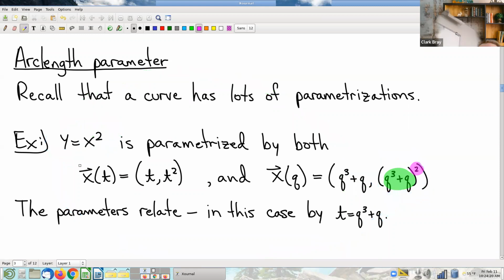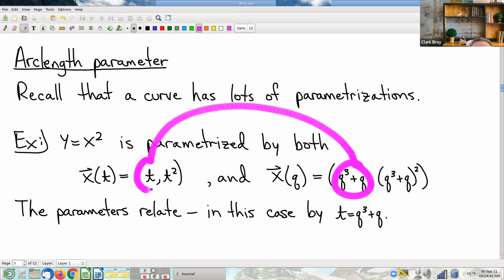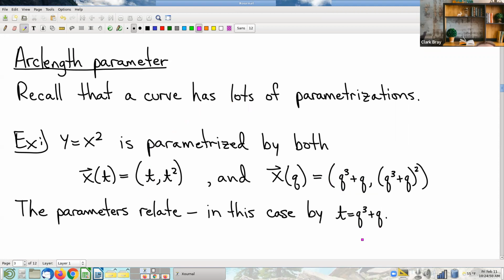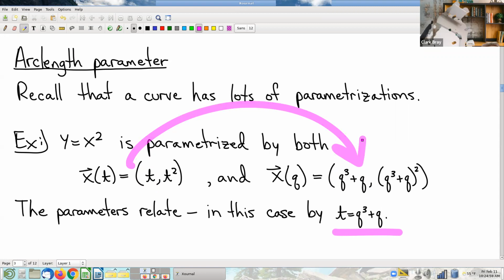So it's an awkward reality about parameterizations. They're not unique. There's lots of parameterizations for the same curve. Okay, and when you are looking at two parameterizations of the same curve, you can relate the parameters themselves. In this case, it's pretty easy to see it. And you're like, okay, well, apparently t is equal to q cubed plus q. So, okay. All right. So another way to say this is that if you have a relationship between parameters, then you can turn one parameterization into a different parameterization, if you would have cause to do that, which we are in just a moment.